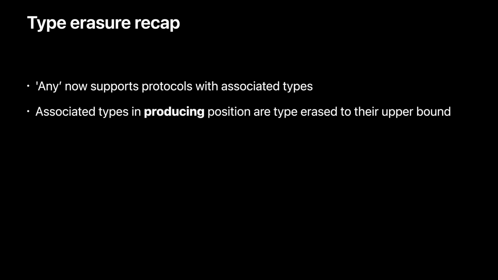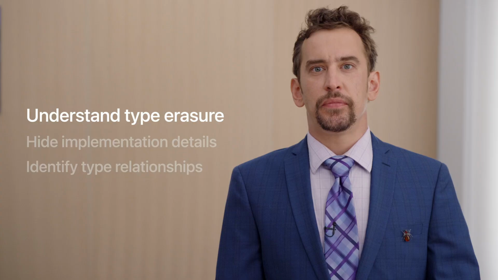So to summarize, you can use any to declare that the type of a value is an existential type that stores some concrete type conforming to a protocol. This even works with protocols that have associated types. When calling a protocol method with an associated type in producing position, the associated type is type erased to its upper bound, which is another existential type that carries the associated type's constraints.